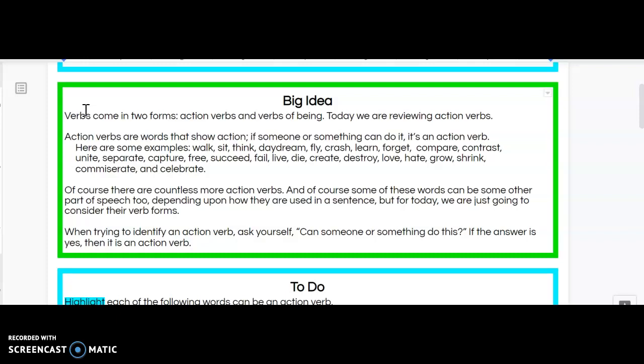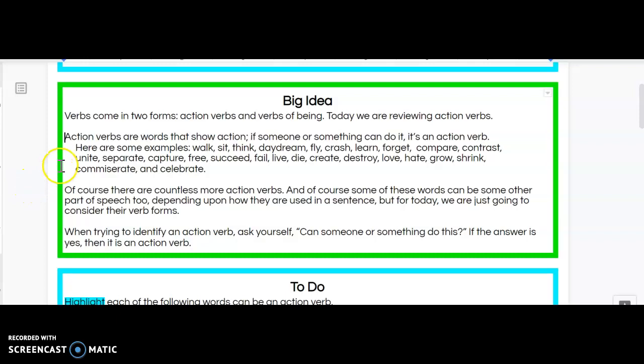Verbs come in two forms. We have action verbs and we have verbs of being. Today, we're only talking about action verbs. So if you don't know what a verb of being is, or a helping verb, or an auxiliary verb, or a linking verb, right? You might have heard all those other terms. Who cares? We don't need them today. Put that out of your mind. It's just action verbs. All right, so action verbs are words that show action. If someone or something can do it, it's an action verb.